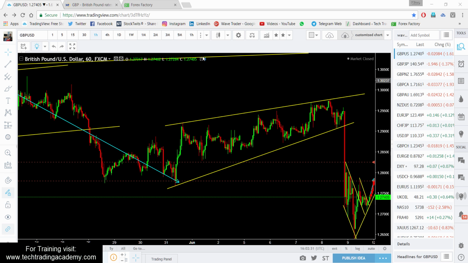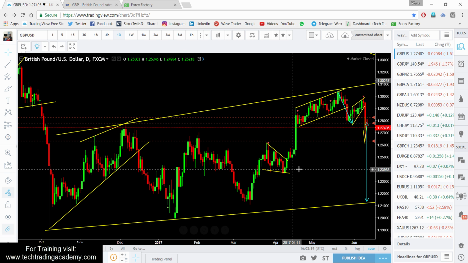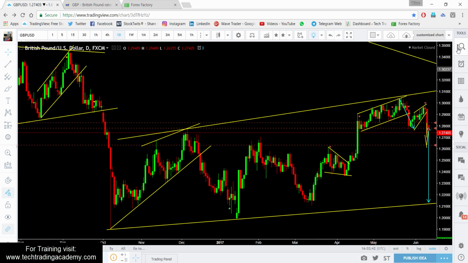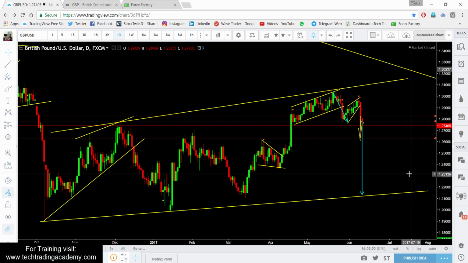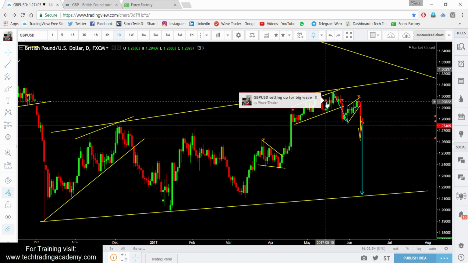Alright, so guys, the pair I have on my screen is Pound USD. If you fellows remember, we were tracking this pair for a short trade for a very long time. We were tracking this pair from that top, from this area, and price was forming a reversal channel.